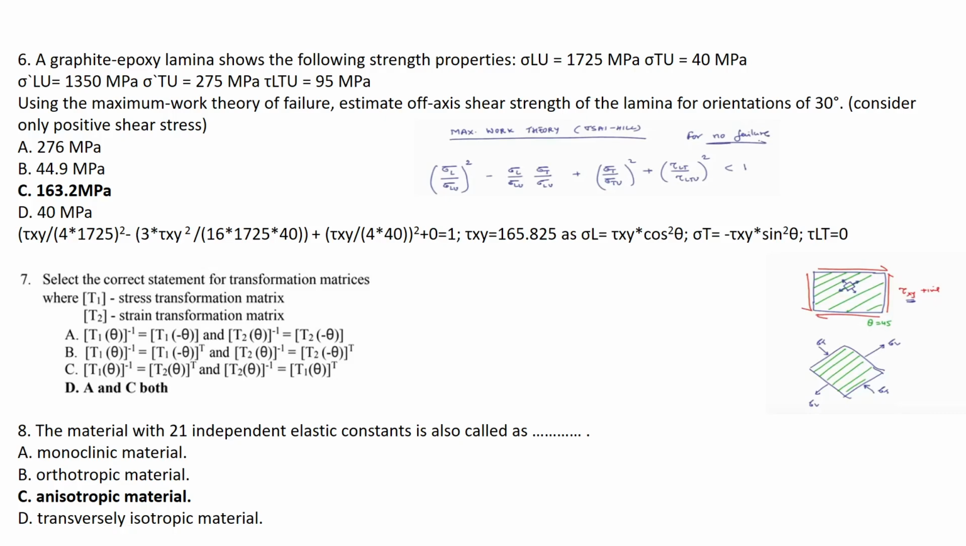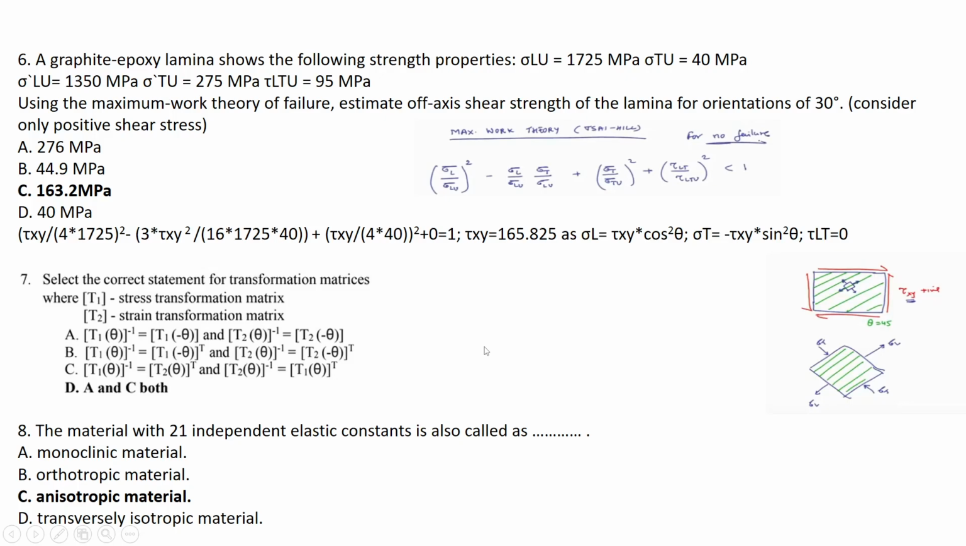You'll see one of the lectures illustrates this particular problem in detail, while the shear stress value is taken to be 0 in this case. Once you solve this particular equation and substitute all these values here, you'll see that the tau xy value is 165.8, which is similar to the answer provided.